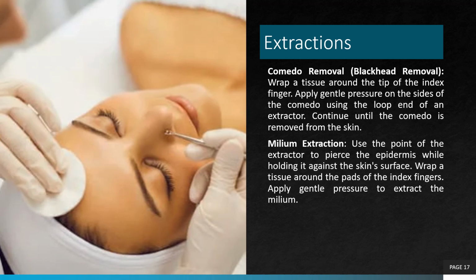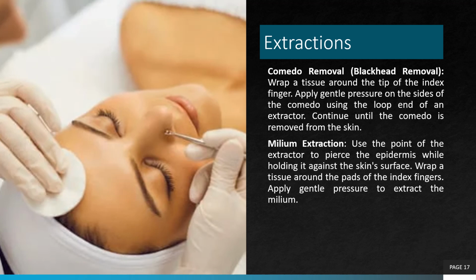For comedone removal and blackhead removal, start by wrapping a tissue around the tip of the index finger, then apply gentle pressure on the sides of the comedone using the loop end of the extractor, continuing this motion until the comedone is fully removed from the skin.